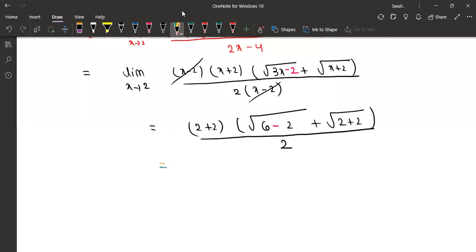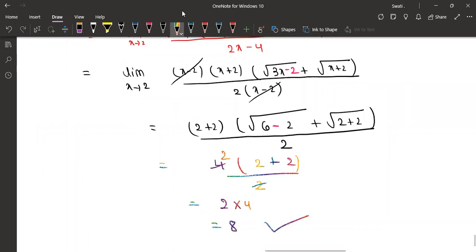So this will become 2 plus 2, 4, and this will become root of 6 minus 2, that is root 4, that is 2 only, plus this is also 2 only because root 4 is 2. And then this is 2, so 2 times 2 is 4. And this will become 2 times 2 plus 2 is 4, and the answer is 8. So 8 is the answer. Okay, that was by mistake. All right, now we can move to the next question.